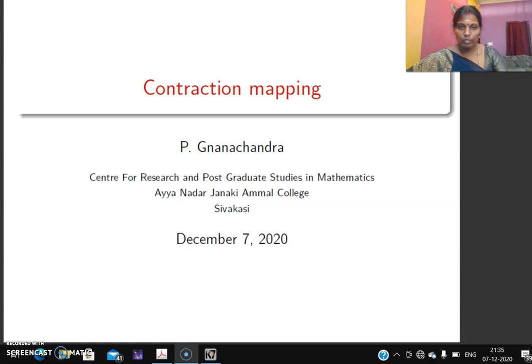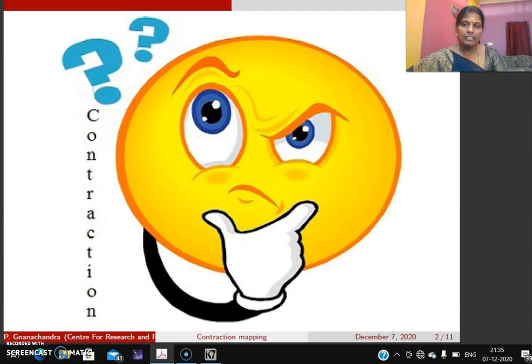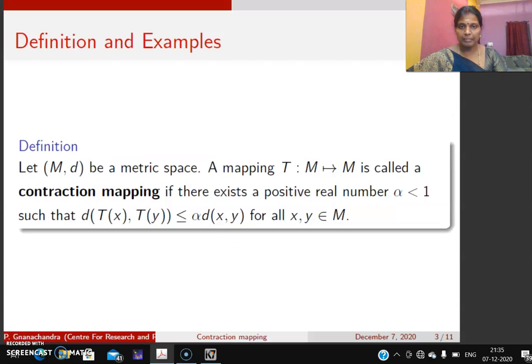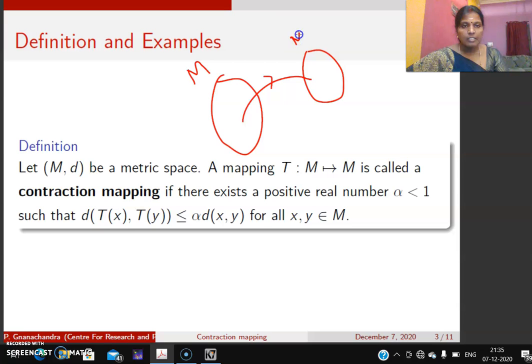In this video, we are going to see contraction mapping in metric spaces. First, let us see the formal definition of contraction mapping. So, for that, I have taken first the metric space M, and both domain and codomain are M also. See here, this is a mapping T from M to M. I'm going to say T is a contraction mapping.